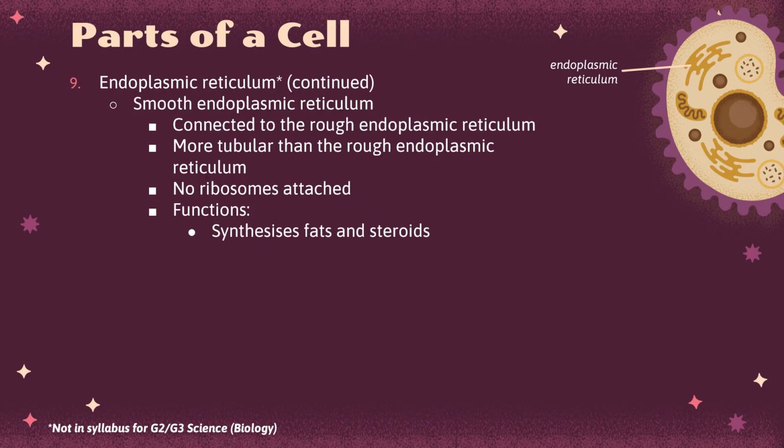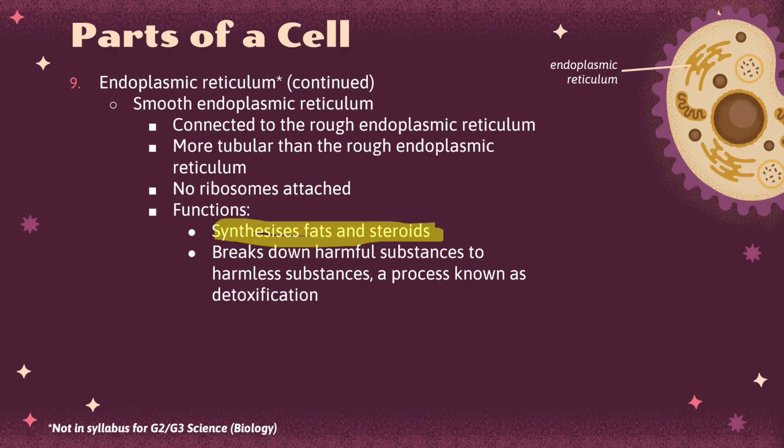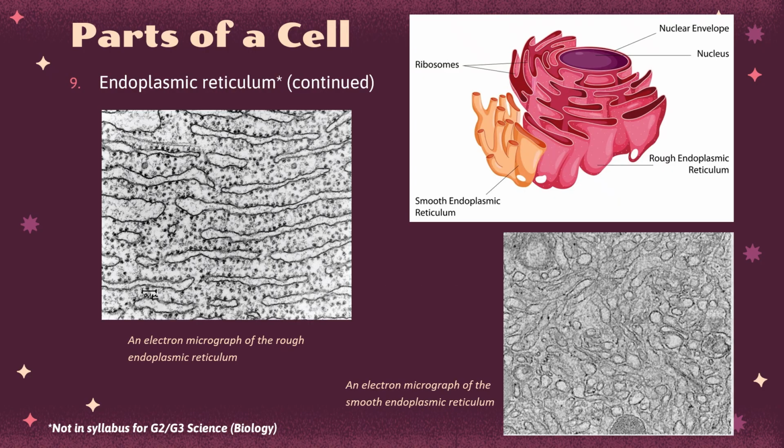There are two functions. The first one is to synthesize fats and steroids. The second one is to carry out a process known as detoxification, which is to break down harmful substances into harmless ones. So the smooth endoplasmic reticulum has two functions. This is a diagram that shows you the rough endoplasmic reticulum. You can see the rough surfaces, and this is the smooth. You can see that there are no ribosomes attached.